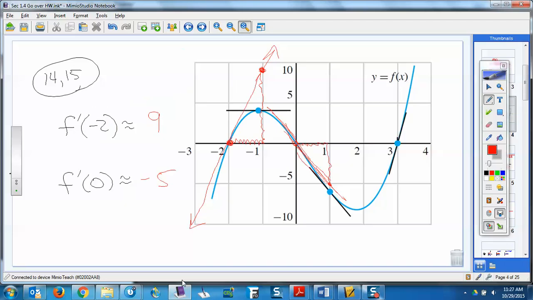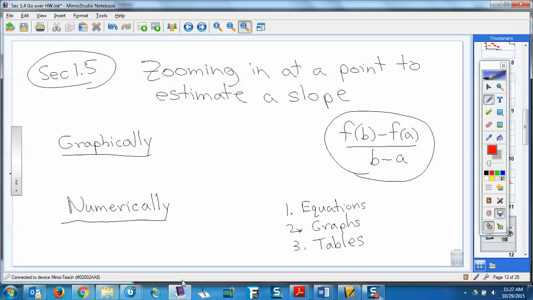So one way to do it is this. Sketch in a tangent line, do a rise over run. Okay, but what if we actually have an equation? Or what if we have a table of values? Then we could actually do a slope calculation. So this section is going to be all about f of b minus f of a over b minus a. It's going to be all about picking 2 points and calculating the slope.